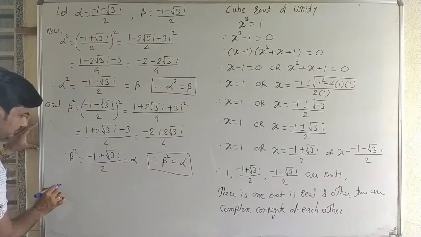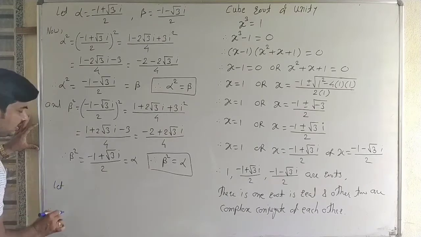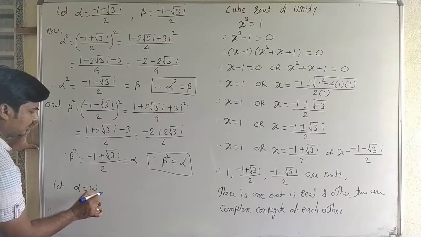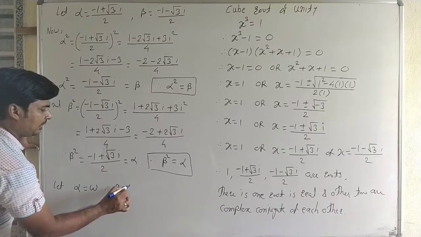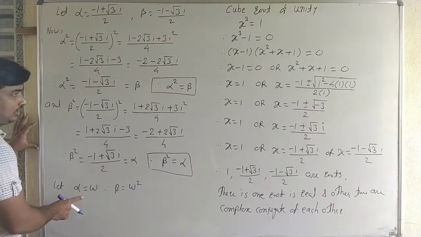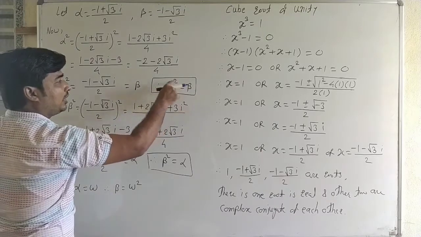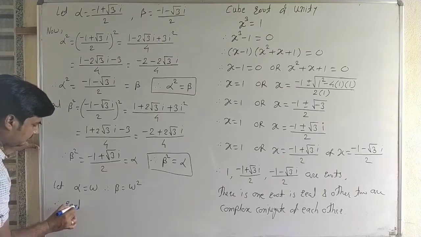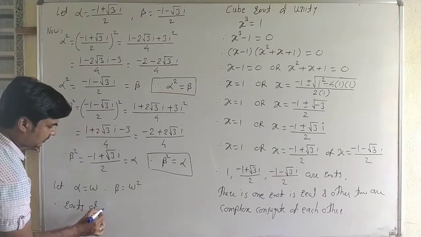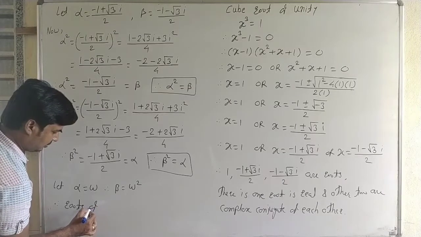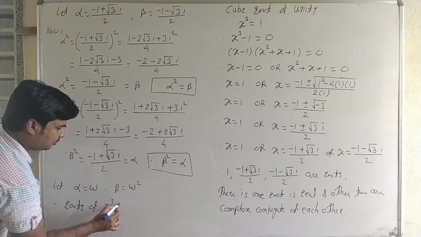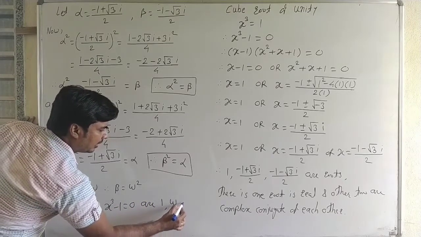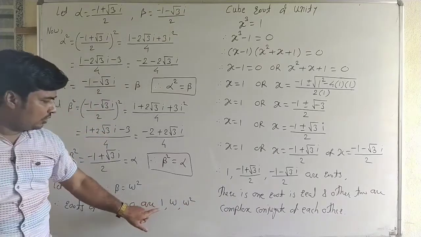Therefore we take, let alpha be equal to omega, and therefore beta is equal to omega square. When we take alpha equal to omega, therefore beta is equal to omega square. Therefore the roots of x cube minus 1 equal to 0 are 1, omega and omega square.